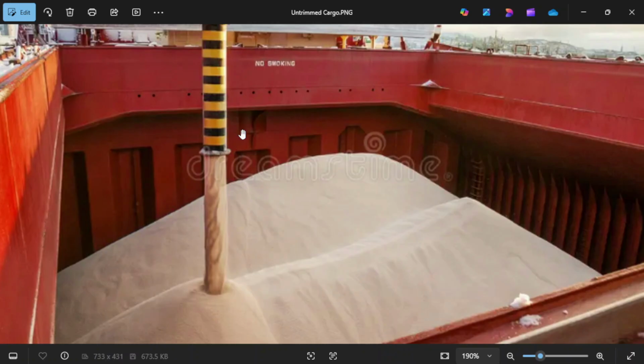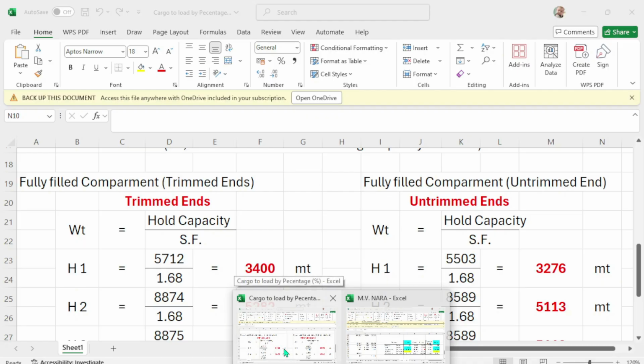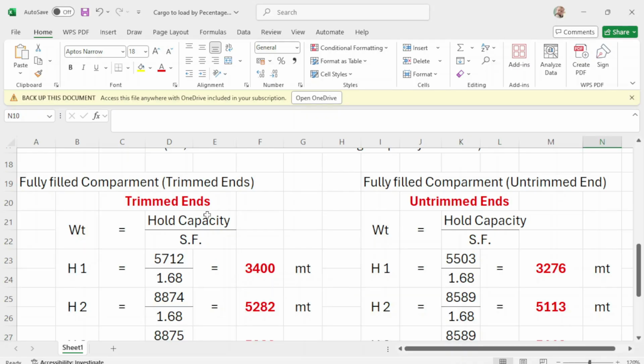So you have more space around, and the cargo will be like a mountain. It will rise up in the middle. Okay. So let's proceed. This is untrimmed, and next the trimmed vessel.